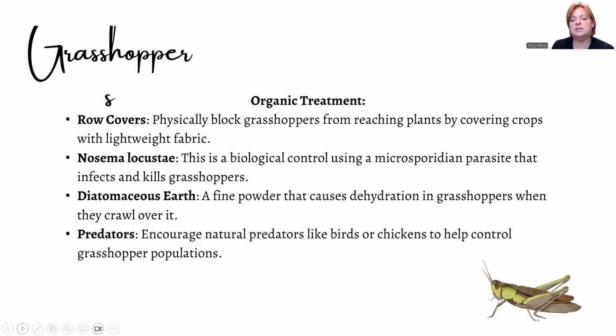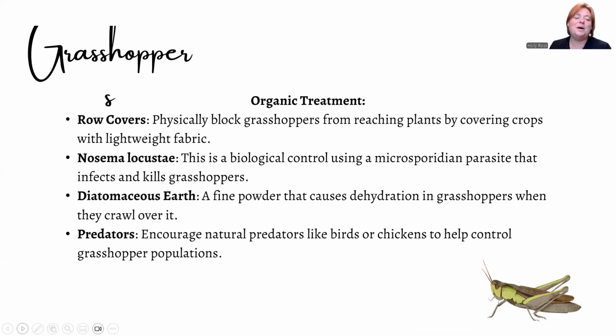Diatomaceous earth is a very fine powder. All of these things can be bought through your gardening centers. Diatomaceous earth, also called DE, causes dehydration when the grasshoppers crawl over it. And I know it seems a little bit cruel, but if you've ever had your flowers and everything else eaten by a grasshopper, you're okay with it. You're like, that's just too bad. You shouldn't eat my plants.